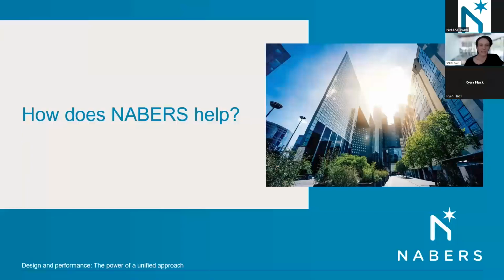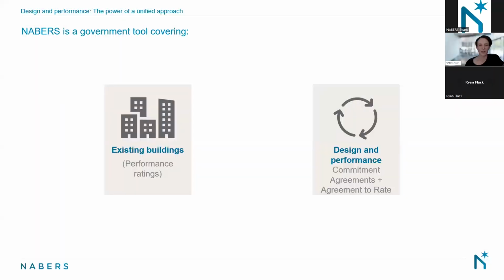So where does NABERS come in? Obviously, I've been scattering term commitment agreements throughout this. So I'll go into a little bit more detail about what that is and the broader NABERS piece as well. So as I said, NABERS is a government tool, really quite uniquely for a sustainability rating tool. We primarily focus on existing buildings, and we do that through performance ratings. So they are obviously all the data points that make up the graph for the commercial building disclosure scheme that I showed you. So that's the bulk of our work, and that's really quite unusual for a sustainability rating scheme.